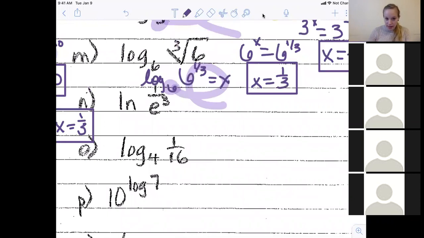N, I know it's a little hidden in there, it says ln of 1 over e to the third. Well, ln is the same thing as log base e, and then 1 over e to the third, we can write that as e to the negative third. Don't forget that's equal to x, and the equal to x is important so we can log roll. So I'm going to do e to the x equals e to the negative third.